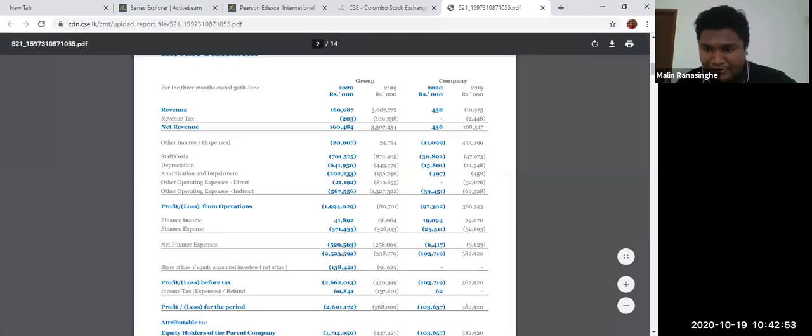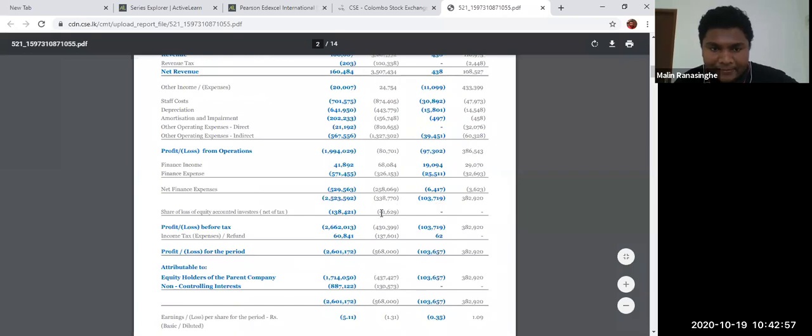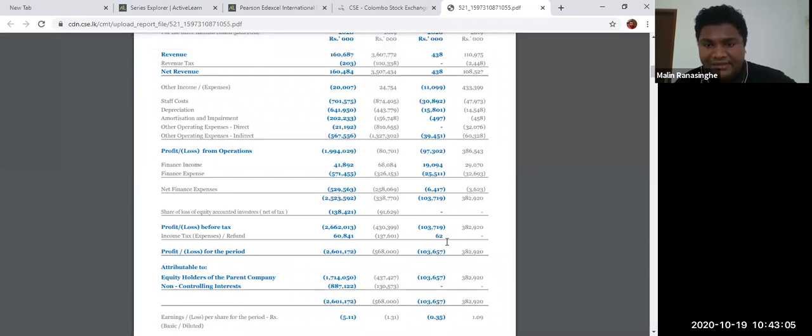Today, my topic is operating. I want to make sure, look at the operating expenses now. Profit or loss before tax, 103 million loss, right? Income tax refund. So the income tax department gave back a tax refund of 62,000. So profit and loss for the period, 103 million.